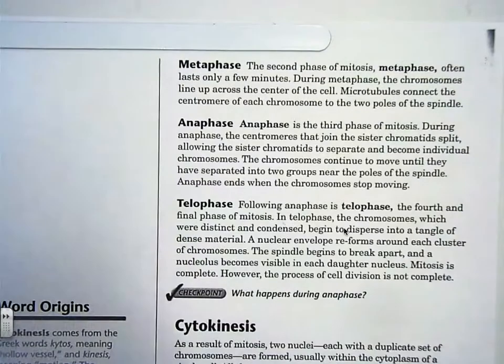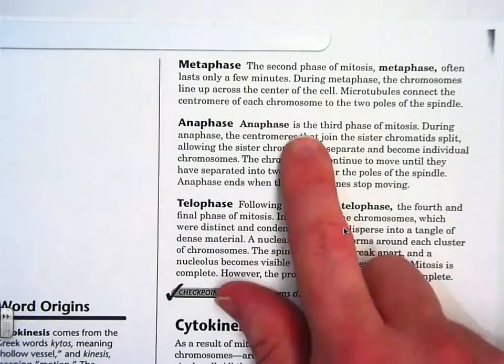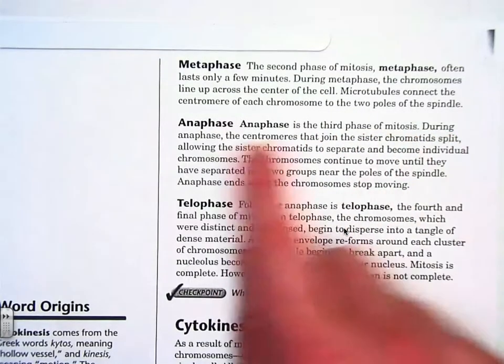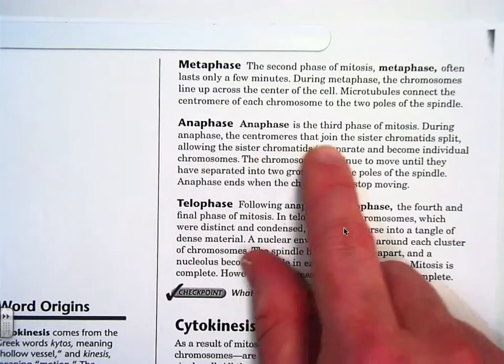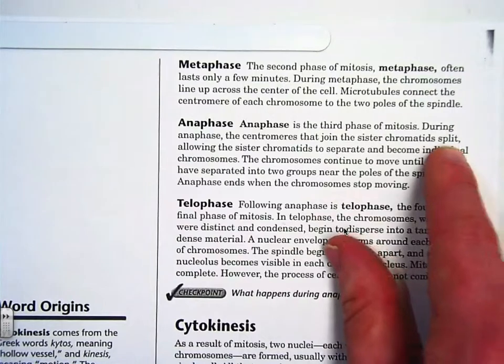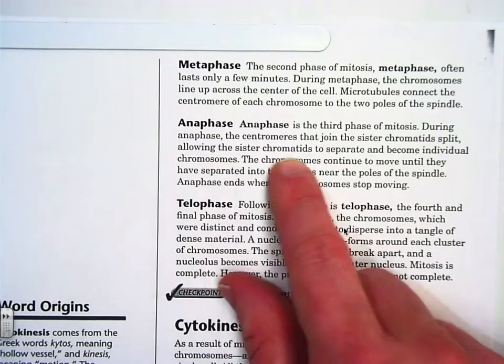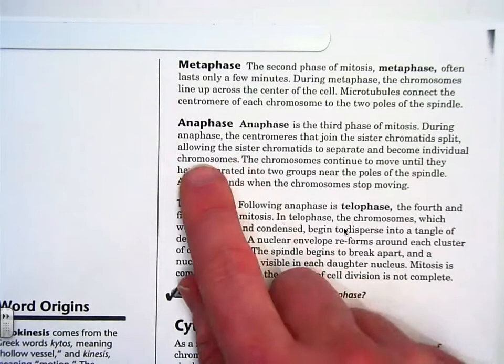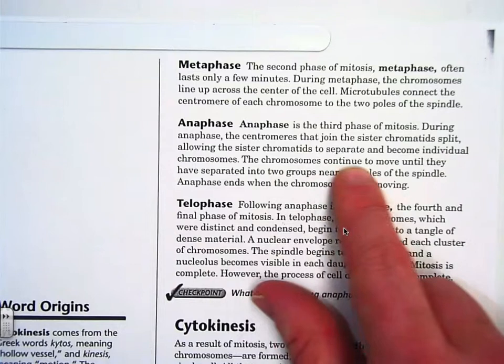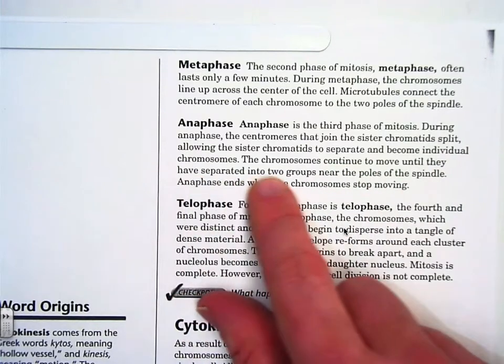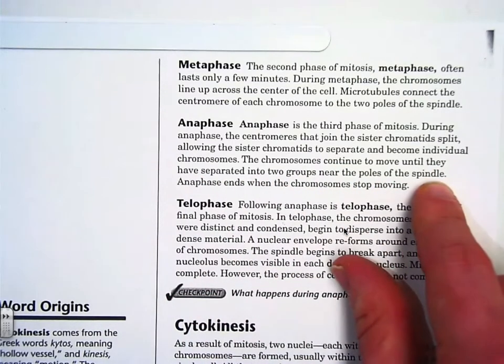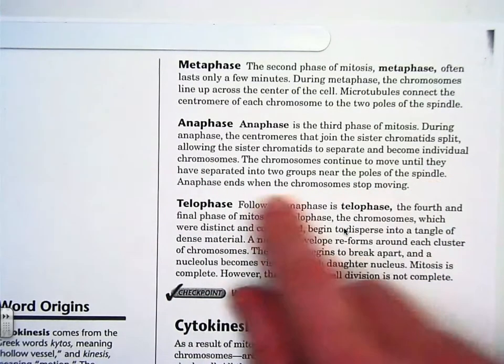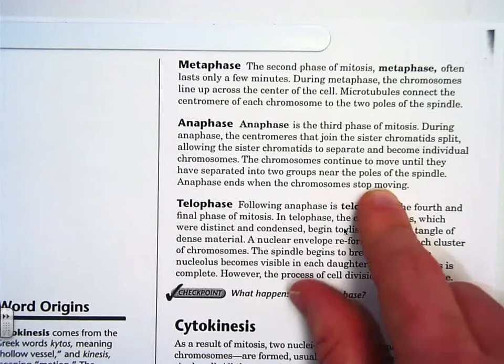All right. Next, anaphase. Anaphase is the third phase of mitosis. During anaphase, the centromeres that join the sister chromatids split, allowing the sister chromatids to separate and become individual chromosomes. The chromosomes continue to move until they have separated into two groups near the pole of the spindle. Anaphase ends when the chromosomes stop moving.